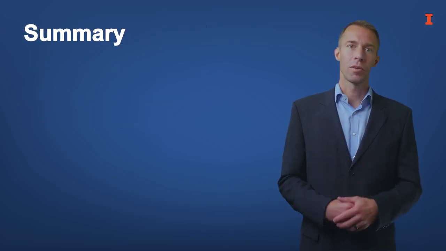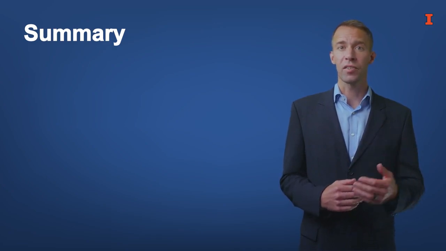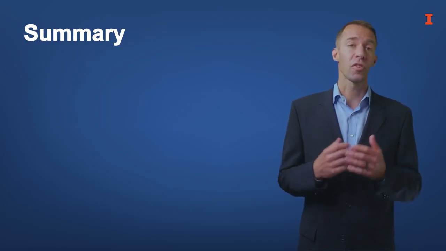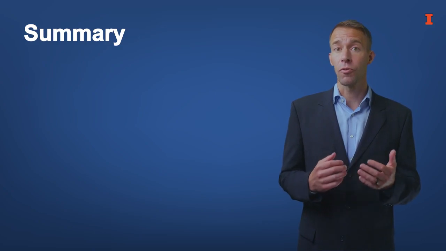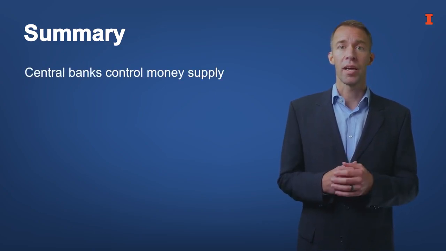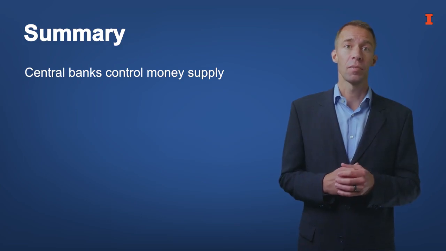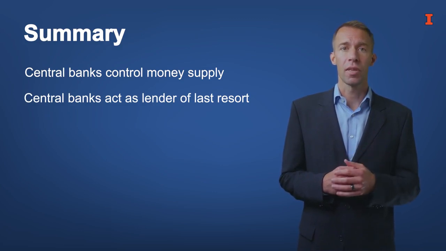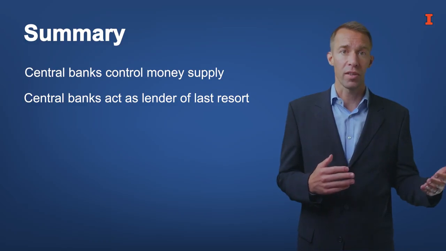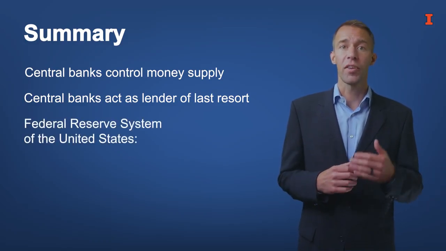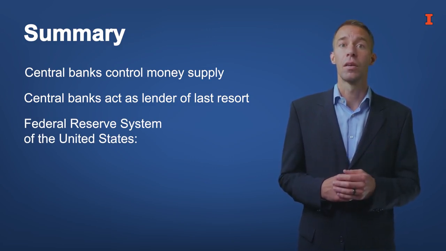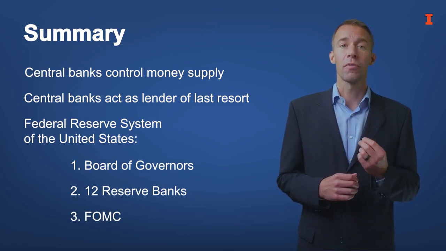What have we learned in this lesson? Before central banks existed, paper money was often issued privately. In this system, the money supply was unpredictable and bank runs occurred frequently. To control the money supply and to ensure the stability of the banking system, central banks were founded. Central banks are also the lender of last resort that will lend cash to banks in times of crisis. In the United States, the Federal Reserve System fulfills these functions through 3 entities: the Board of Governors, 12 Federal Reserve banks, and the Federal Open Market Committee.